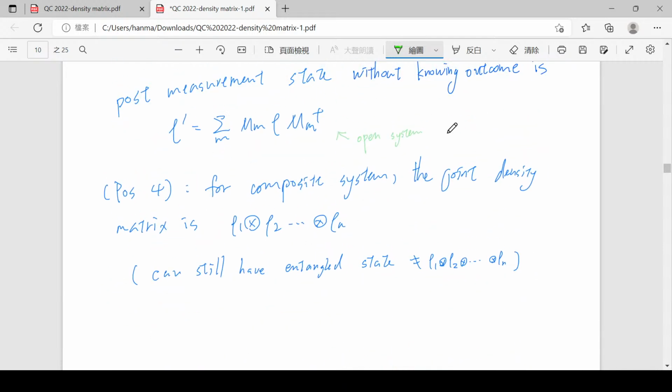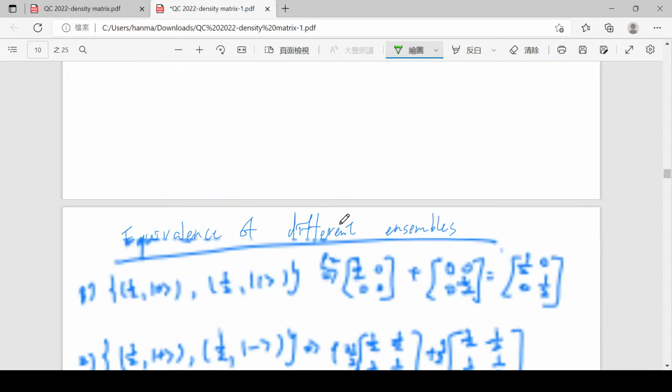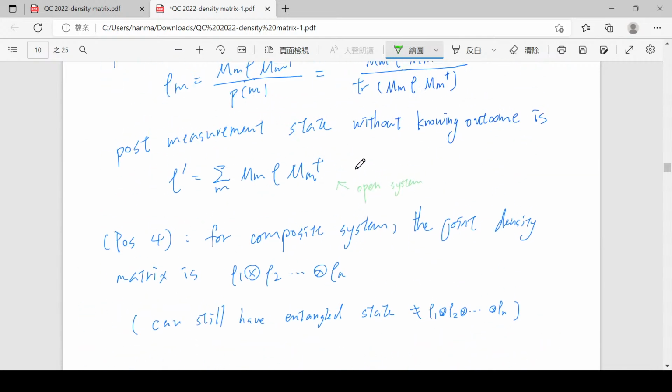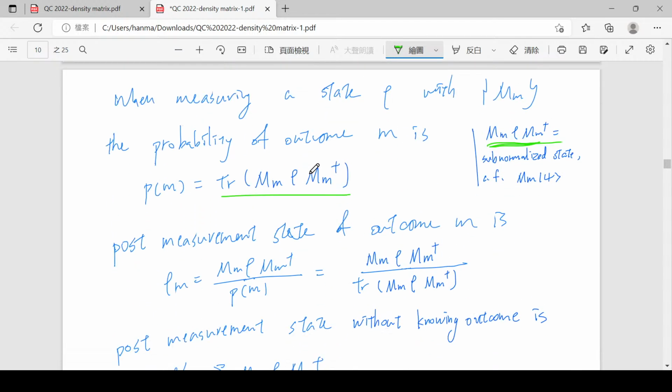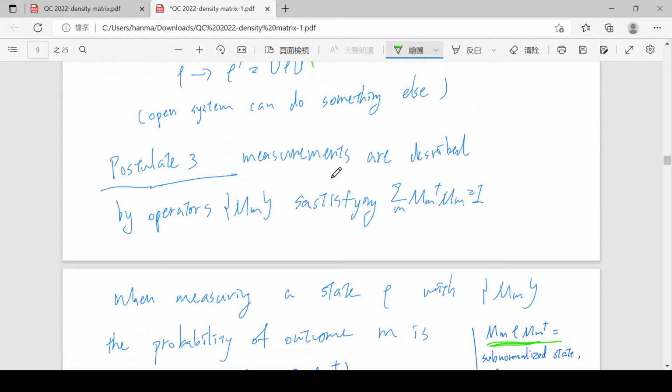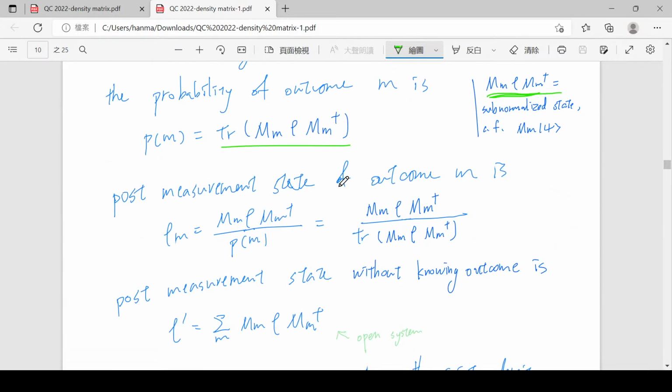And once again, if you have a composite system, then your joint density matrix is the tensor product of everything, so rho 1 tensor rho 2. And you can have entangled states. Any questions? This is formulating quantum mechanics in terms of density matrices.